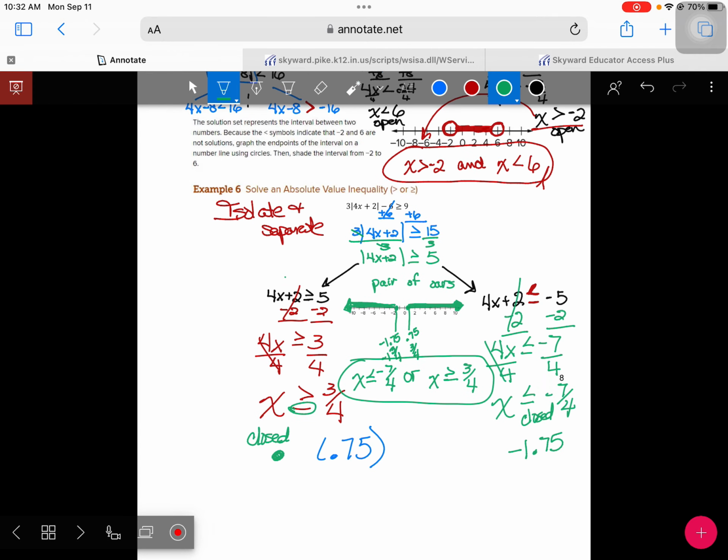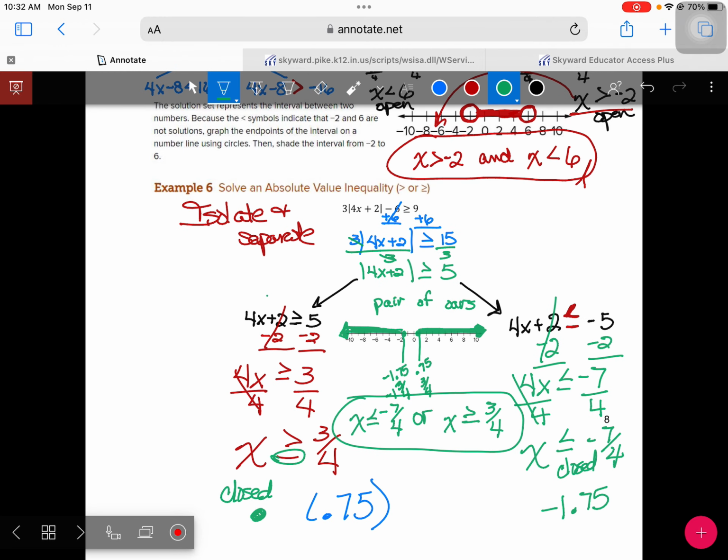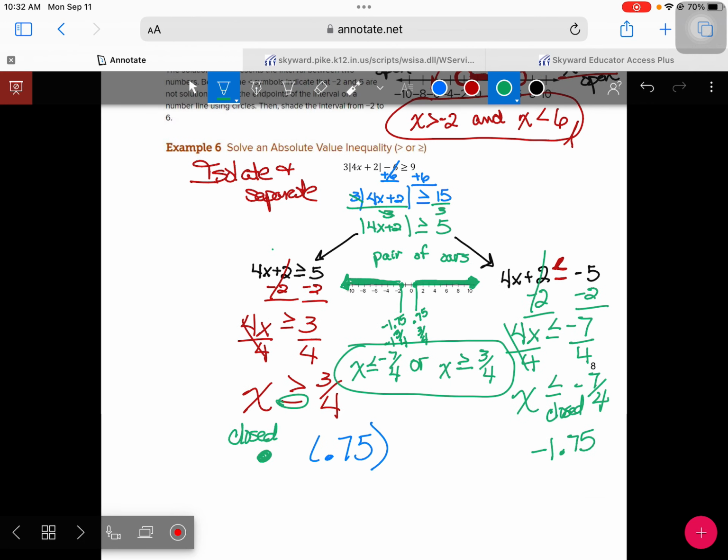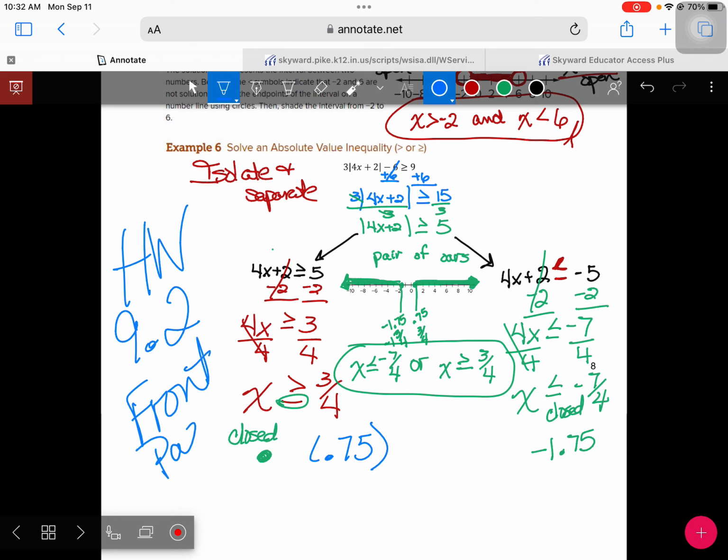How are you feeling right now about absolute values, either with equations or inequalities? Thumbs up, thumbs sideways, thumbs down. Come on, guys, show me your thumbs. Nobody else is looking. Just show me your thumbs. Okay. Up and sideways. That's what I see mostly. All right.